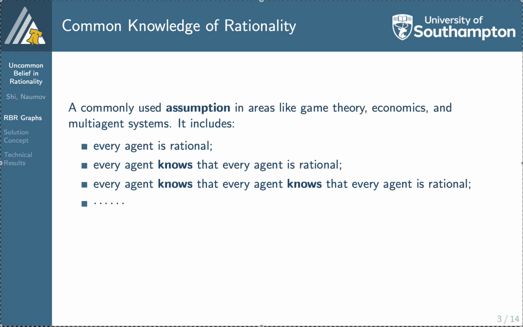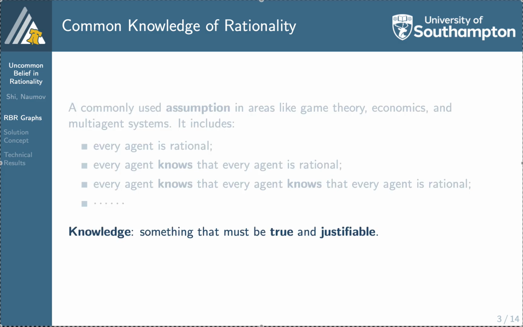In the study of game theory and game models of multi-agent systems, common knowledge of rationality is almost an orthodox assumption. This assumption consists of an infinite sequence of statements like: every agent is rational, every agent knows that every agent is rational, every agent knows that every agent knows that every agent is rational, and so on.